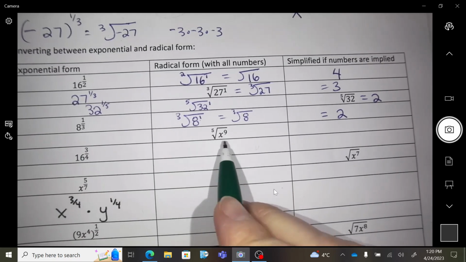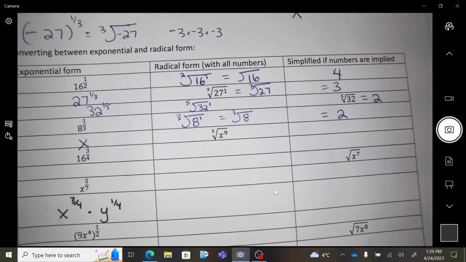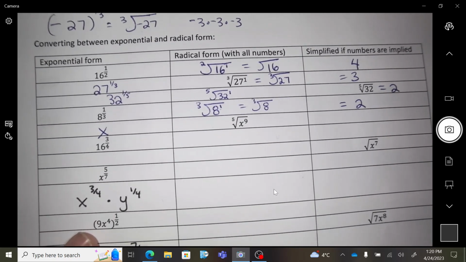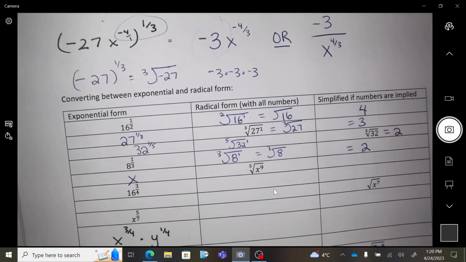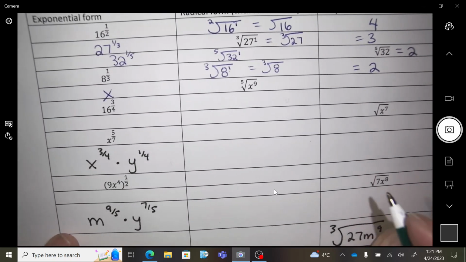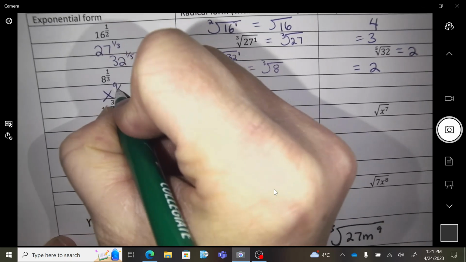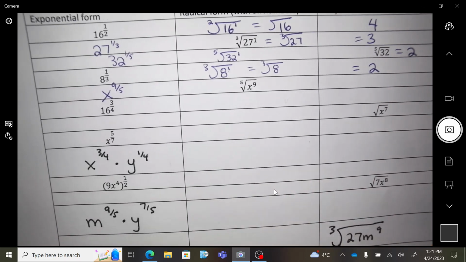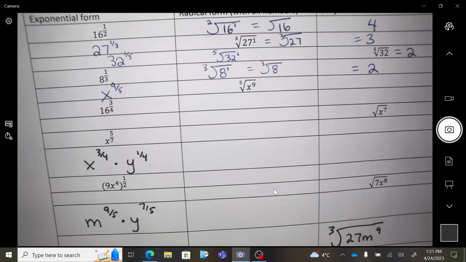Okay, how would I change this? X to the? It's not 5/9. Any other guesses? 9/5. Okay? Whatever the root number is always the bottom part of your fraction. The root number, if I'm taking the square root of something, the bottom is 2. If I'm taking the cubed root, it's a 3. Okay? Obviously, I can't simplify that.